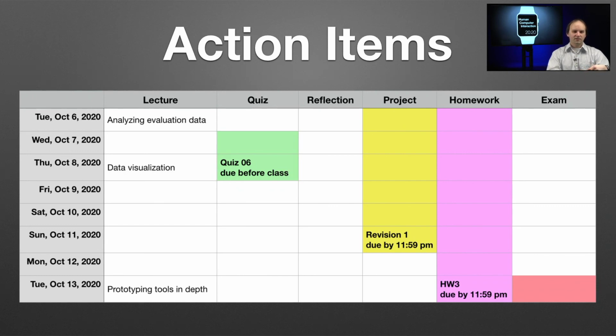So you'll have a quiz that'll be due before class on Thursday. That'll be posted as soon as we're done here. It's a quick quiz about data types. Your project revision 1 is due Sunday by midnight, and homework 3 is coming up a week from today by midnight. And then next week we'll have an exam out. You'll have a full week to complete it. We'll discuss that later. I just indicated it here so that you know it's out there. No reflections for the next 2 weeks though, so don't worry about that.